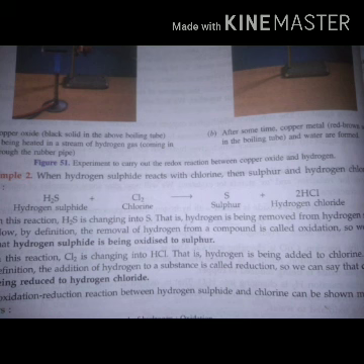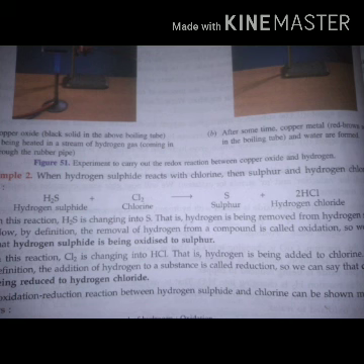Students, I have already told you that removal of hydrogen is oxidation. So, see the reaction clearly, then only you are going to understand this. From hydrogen sulfide, H2S, hydrogen is removed and sulfur is formed as a product. This hydrogen is used by chlorine to form hydrogen chloride, that is HCl.